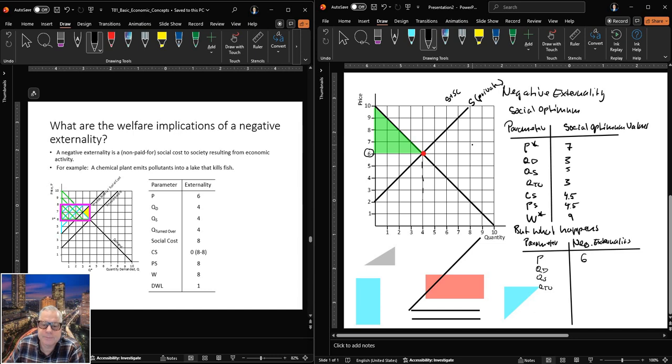So here. Now we said consumer surplus is 4 times 4, which is 16, over 2 is 8. So this is consumer surplus. Now what about producer surplus? That's this blue area. So producer surplus is also 8.